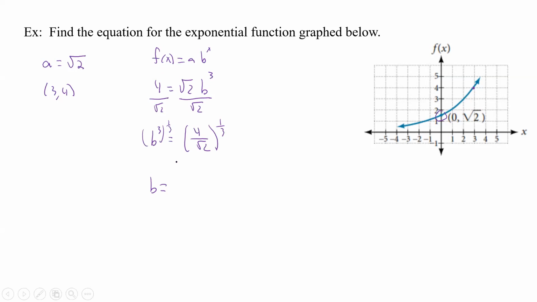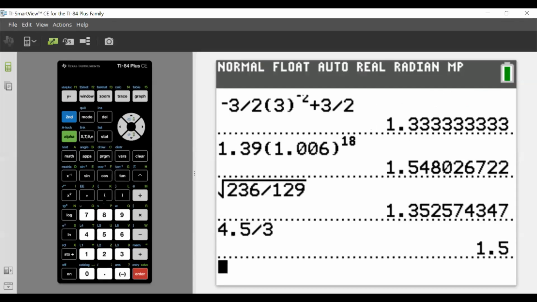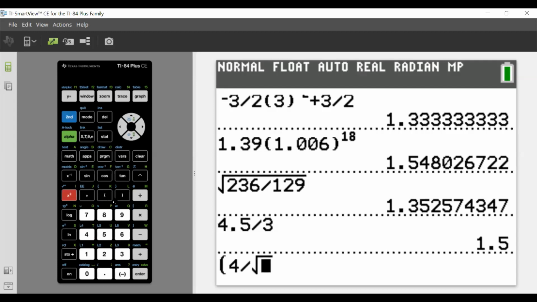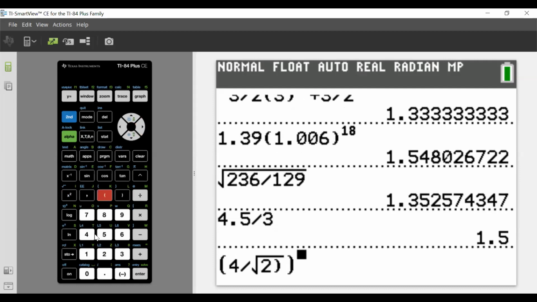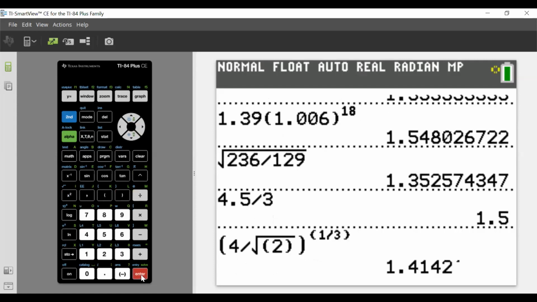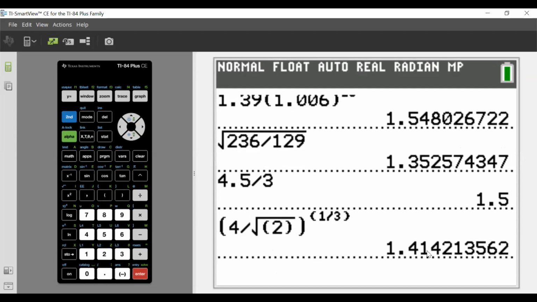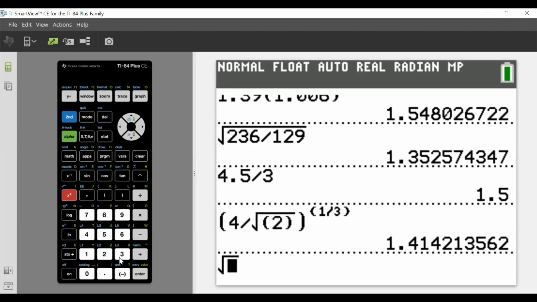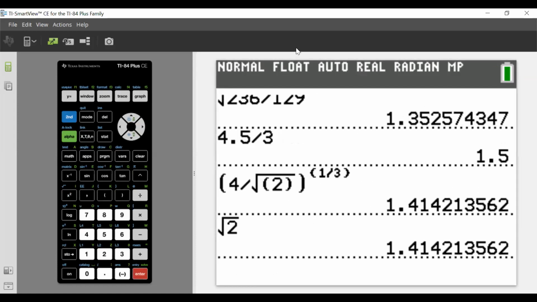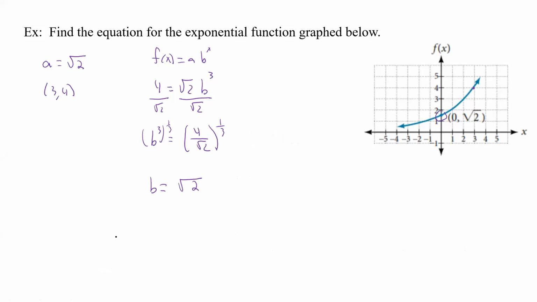And so b is equal to, now I just plug that in my calculator: 4 divided by the square root of 2, and then in parentheses, raised to the power 1 divided by 3, and then enter. Now that's what it comes out to be. If you work with square roots a lot, you would recognize that it's the same thing as the square root of 2. And so basically what we've just found is b is equal to the square root of 2. So our function f of x is equal to the square root of 2, which is a, times the square root of 2, which is b, raised to the x power.